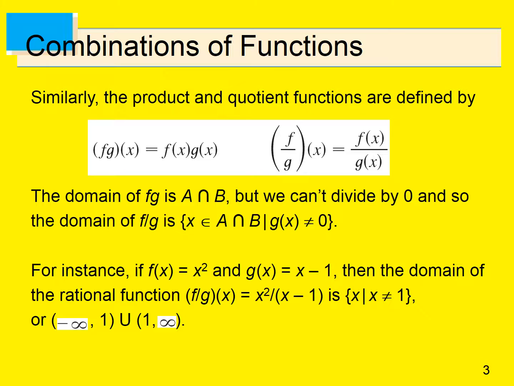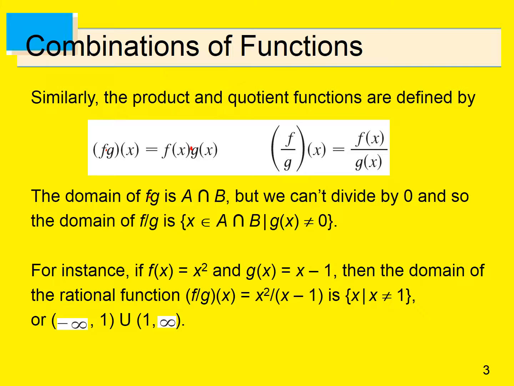Similarly, the product and quotient functions are defined the way you would expect. fg of x is defined to be f of x times g of x. And similarly with the quotient function. The domain of fg, it's the same thing. You do the same thing. You take the intersection of the two sets.